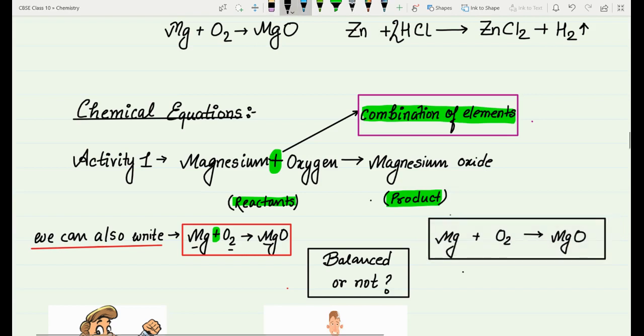So in the reactant, there is one Mg, and there is O2, but on the product side there is a single O. मतलब क्या, यहाँ पे दो ऑक्सीजन एटम्स हैं बट यहाँ पे एक ही है. So what we will do, we will put 2 over here. So 2 Mg and O2, the O2 becomes balanced. अब यहाँ पे भी हम लोग 2 ऐड कर देंगे. So what happened, now the reaction became balanced.